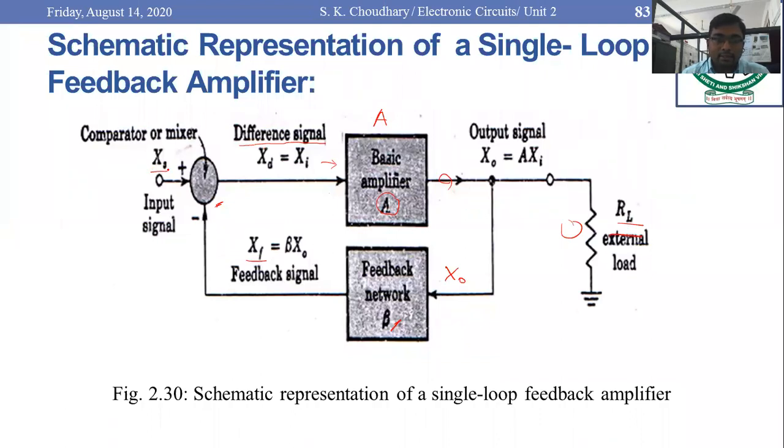So XS is the input signal generated by the signal source. XD is the difference signal, XS minus XF. XF is the feedback signal. XI is the input signal, or difference signal, available to the basic amplifier. X0 is the output signal, that is an amplified version of the input signal. RL is the load resistance. So I hope all of you have drawn this diagram, because the further discussion would be based on it.